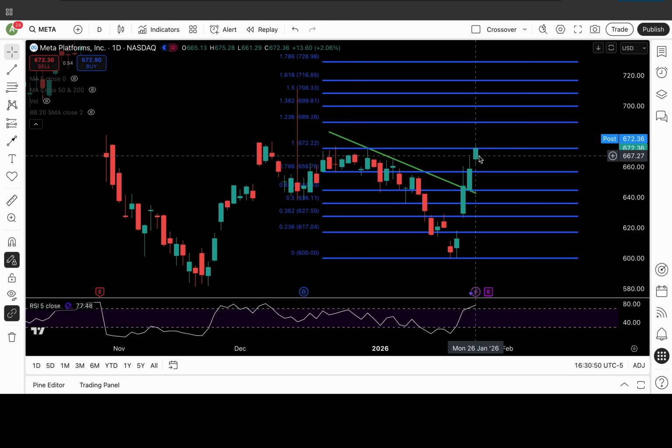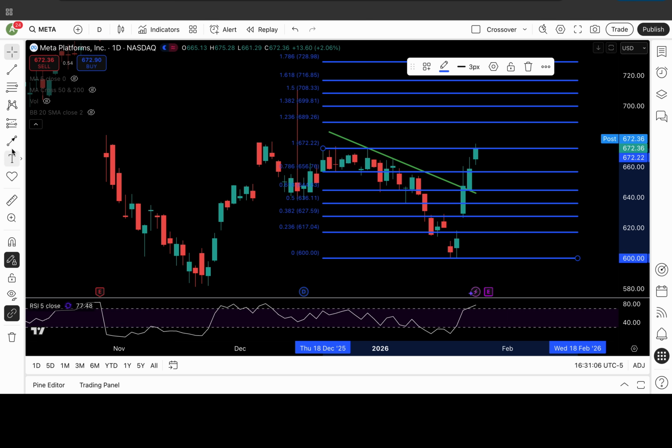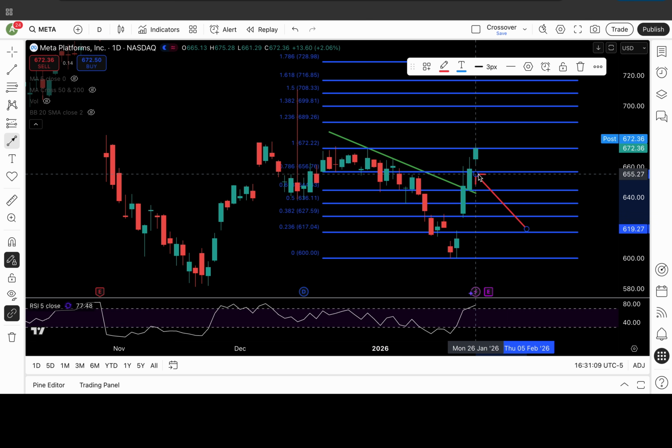I have resistance at 672.2. If it breaks down 671, 669, 667, and 665.7, that is when I would trust the rejection. Break down this fib level, 656.7, and I would trust the rejection from this resistance level, and we can expect more downside. But I will say, if we can get above 672.2 and clear 674, I can expect more upside for Meta.